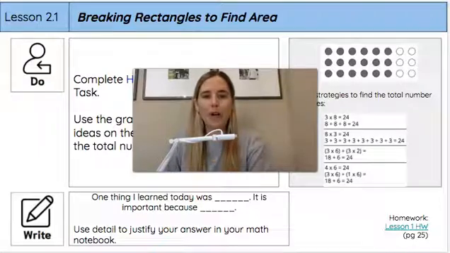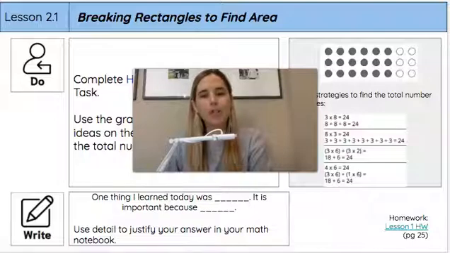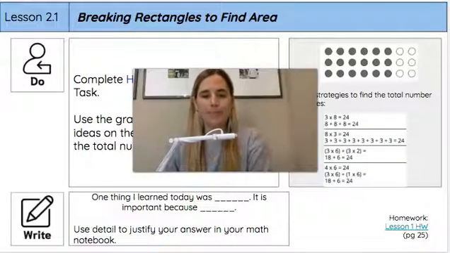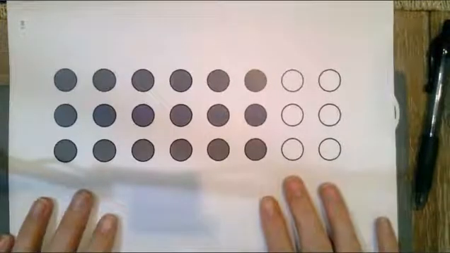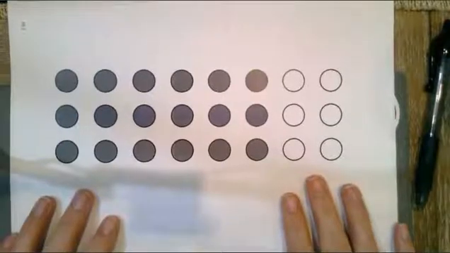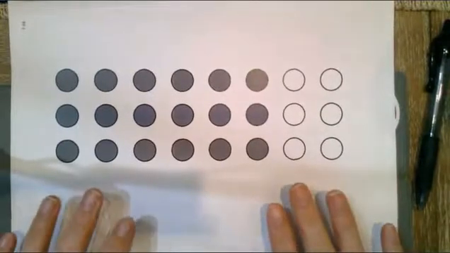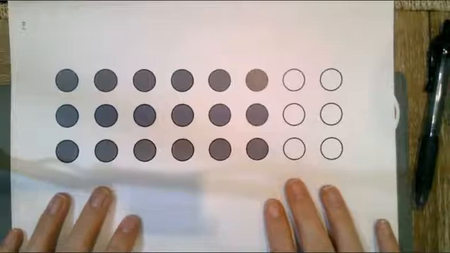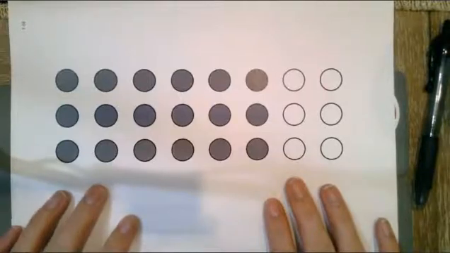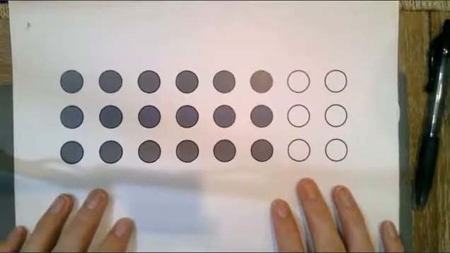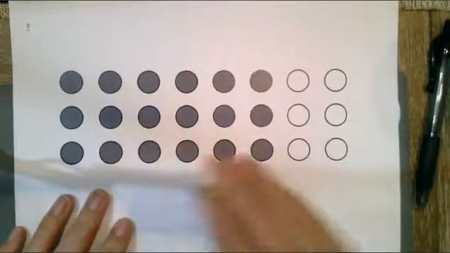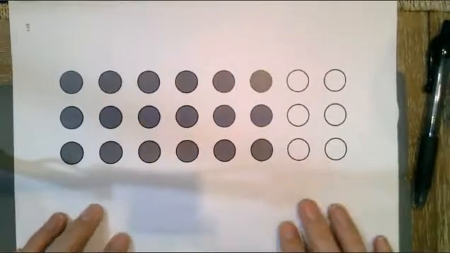Today we are going to work on a new area strategy by breaking up a rectangle into two smaller rectangles. This is a math talk that you may have done with your teacher. If you have already done this math talk with a teacher or with a group of students, you can fast forward this part of the video. If you have not seen this visual before, please stay on and do a task with me.